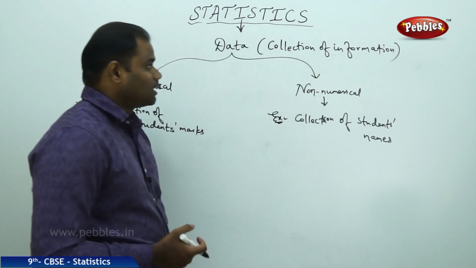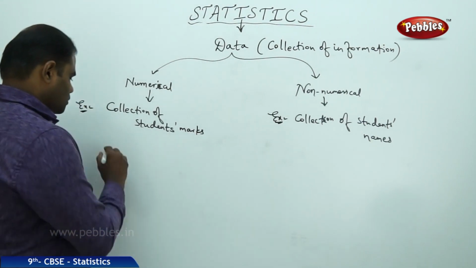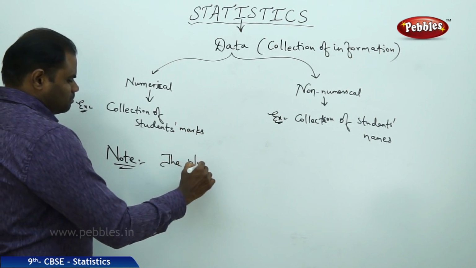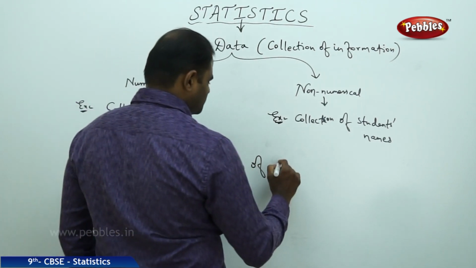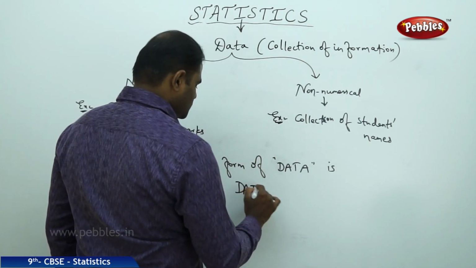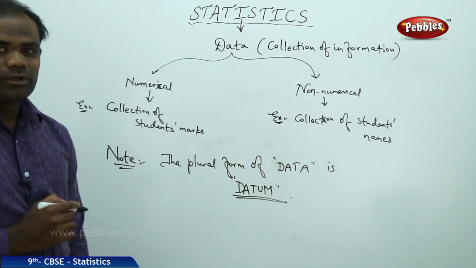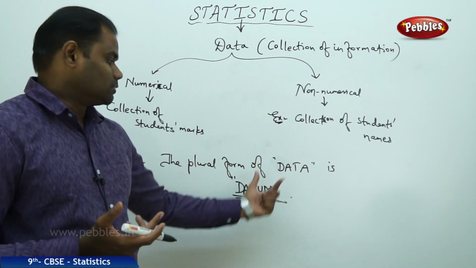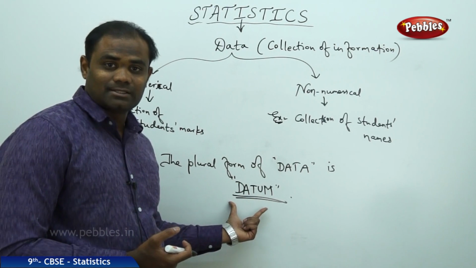In general, data is collection of information. It's also very important to note the plural form of data is datum. I cannot say there are 4 data collected. I can say there are 4 datum collected. There's 1 data, 4 datum is how I understand. The plural form of data is read as datum.